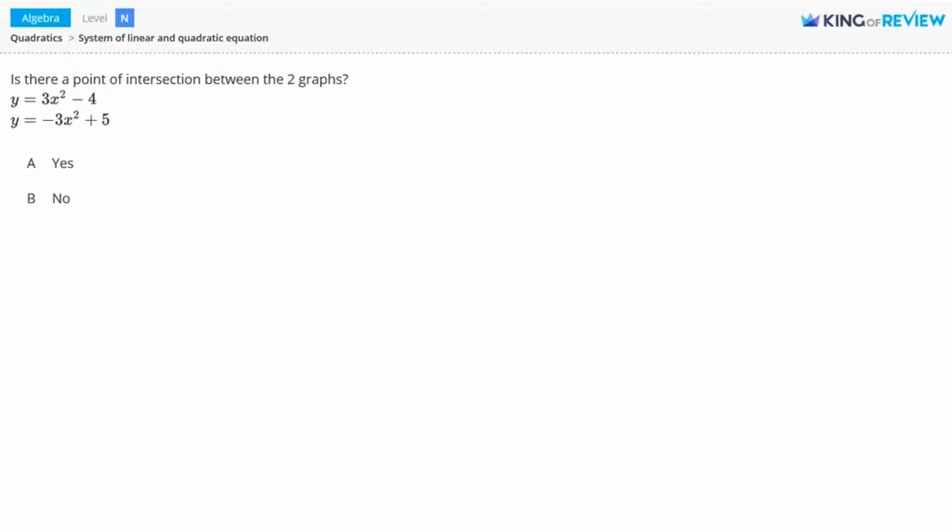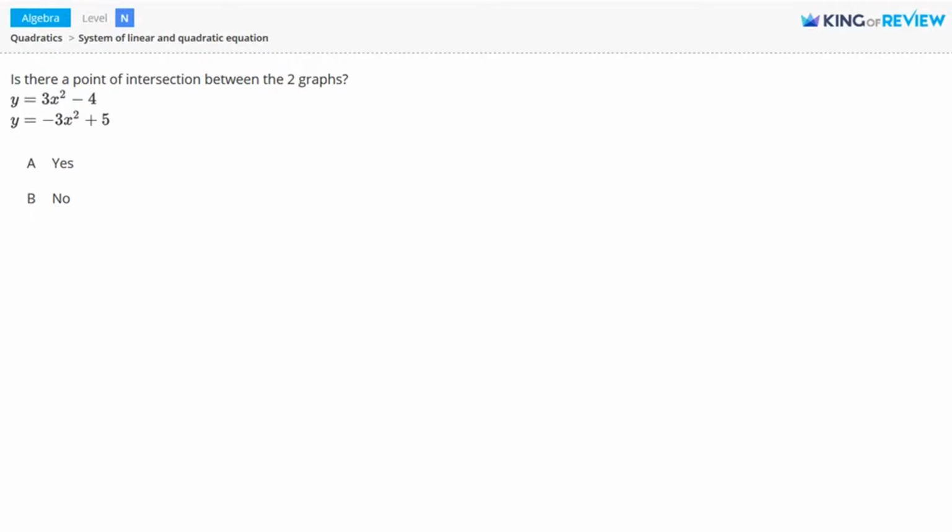Is there a point of intersection between the two graphs, y equals 3x squared minus 4 and y equals negative 3x squared plus 5? So for this problem, I'll plot both of these equations on the same coordinate plane so that we can see if the graphs intersect.